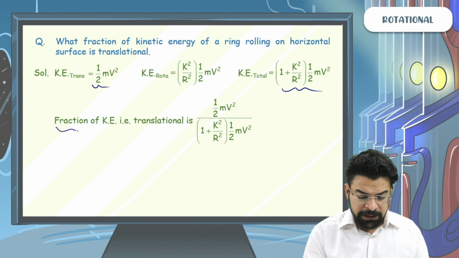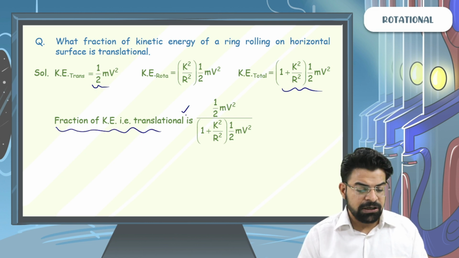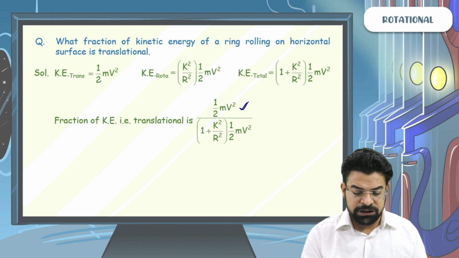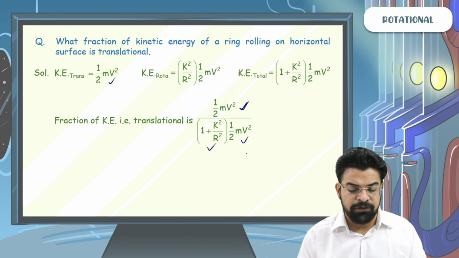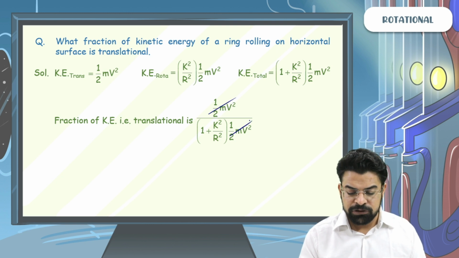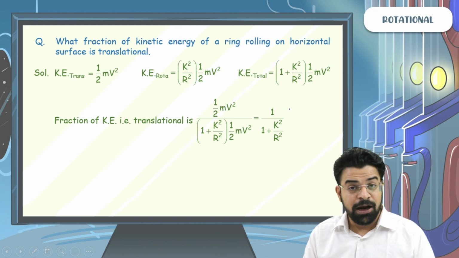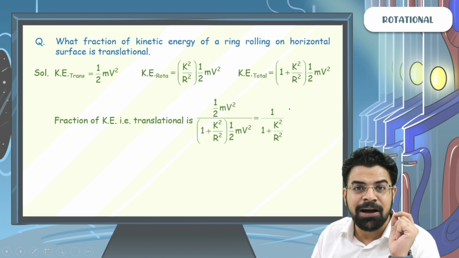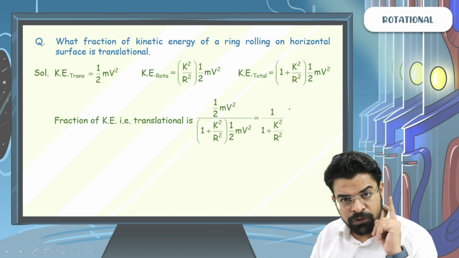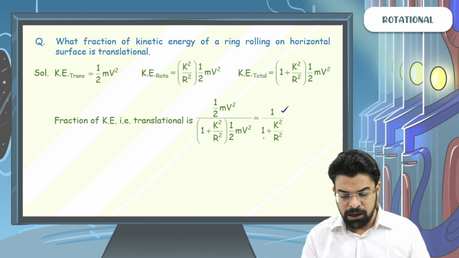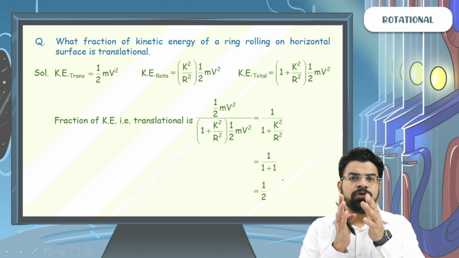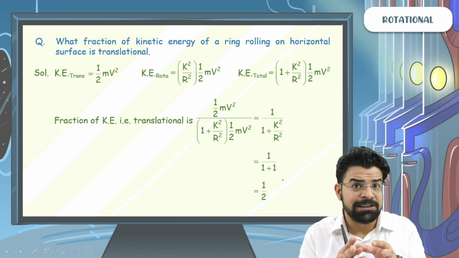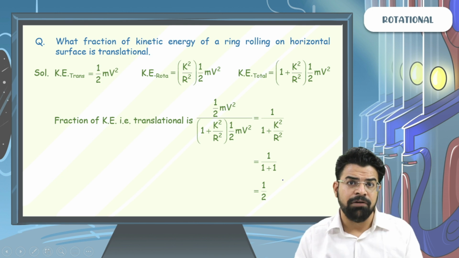So the fraction of kinetic energy that is translational is given by translational, half mv square, upon total, which is 1 plus k square by r square into half mv square. You can cancel out half mv square, and what you get is 1 upon 1 plus k square by r square. For a ring, the value of k square by r square is 1. So we get 1 upon 1 plus 1, that becomes 1 by 2. So the fraction of total kinetic energy that is translational is nothing but half.